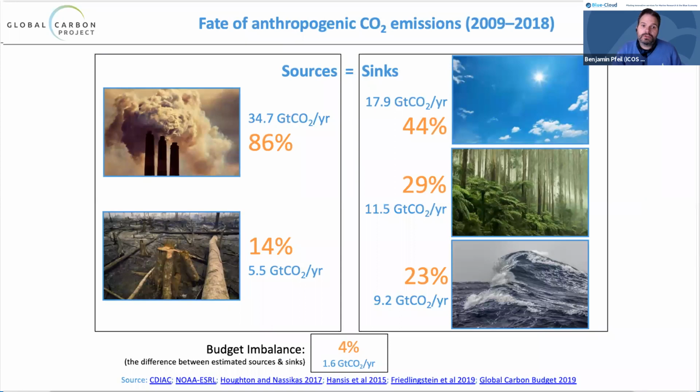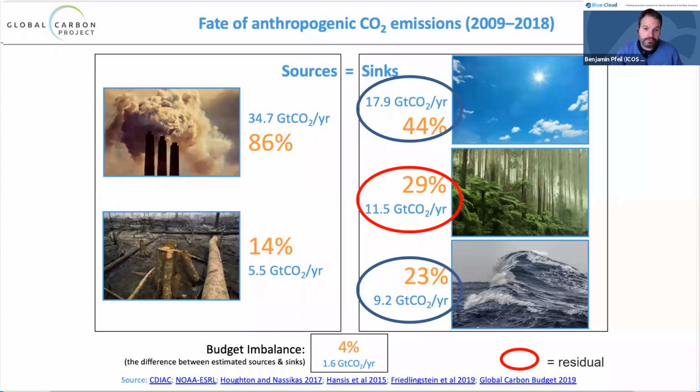This one goes more into details. Where are the sources and the sinks? And I'm going to focus on the sinks of carbon dioxide. As you can see, 44%, around half, is staying in the atmosphere, and about a quarter is taken up by the ocean sink due to air-sea fluxes. And having those two numbers, the land sink is being recalculated.